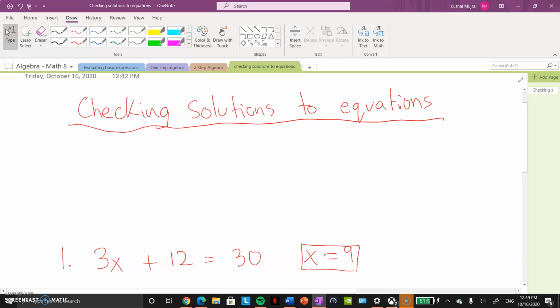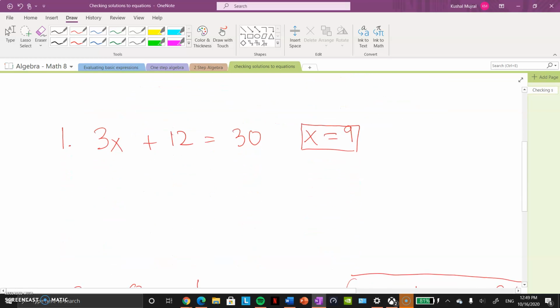Welcome to Checking Solutions to Equations. Now, before I start, I want to mention something. That is, that checking solutions to equations is perhaps the most useful skill that you'll learn this year. I use it up to this day.